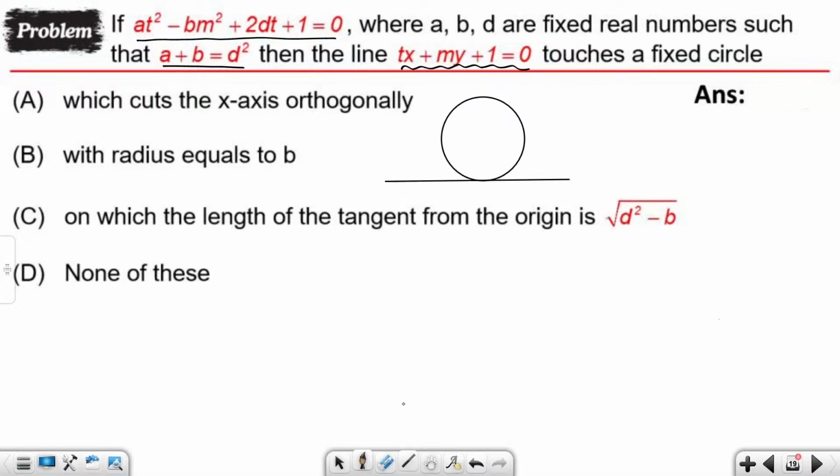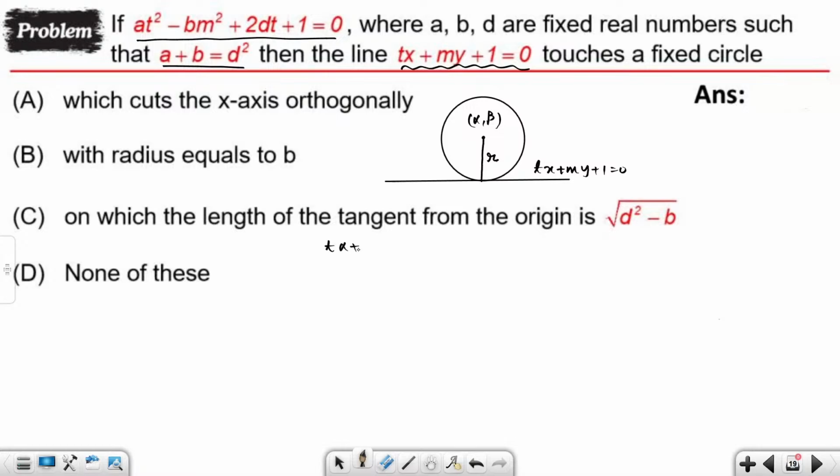Okay. This is the center of the fixed circle. Let us say this is alpha comma beta. And let me join the point of contact with its center. This is nothing but the radius. And the equation of this tangent is tx plus my plus 1 equals to 0. So what is the perpendicular distance from the center?